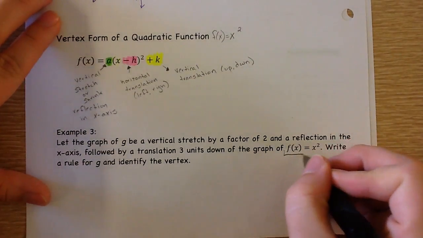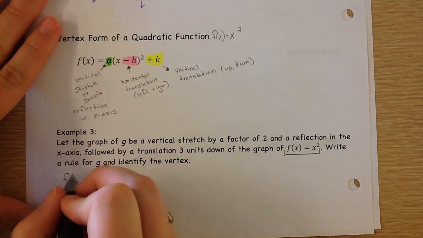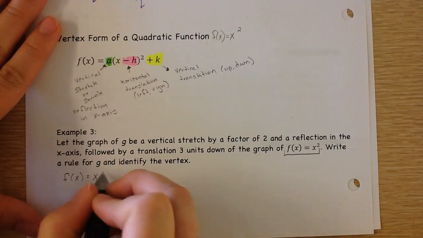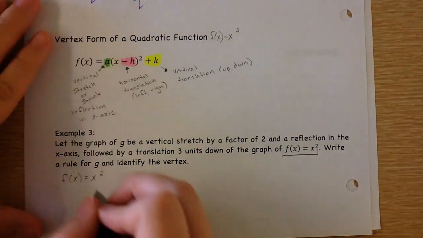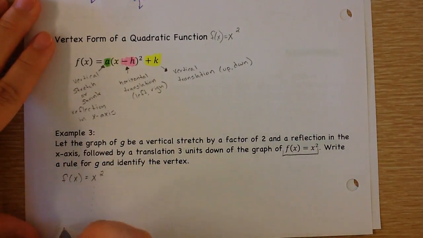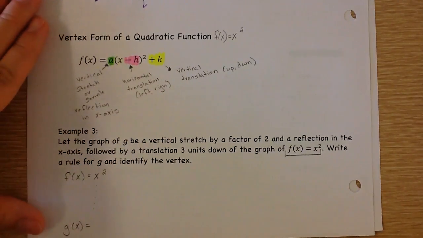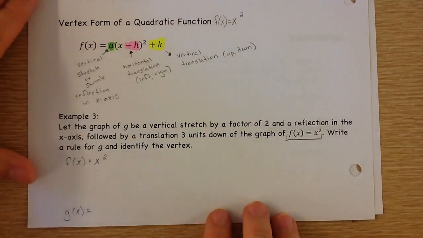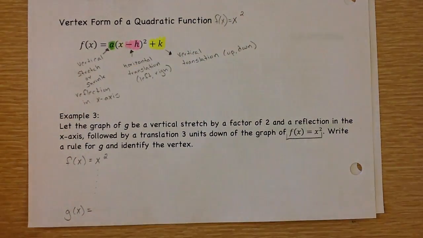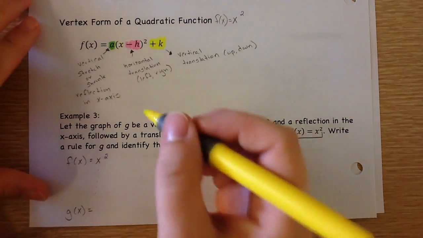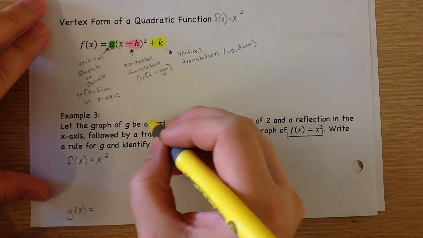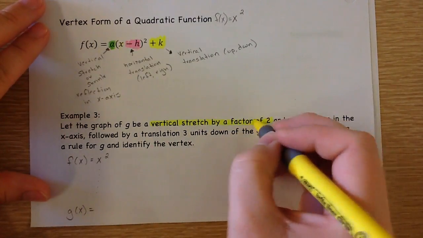So again, this is our parent. We're starting with f of x equals x squared. At the end here, we're going to get a new g of x function. But what we're going to do is do it in steps. We're going to do one thing at a time. So the first thing I want to do is a vertical stretch by a factor of 2.